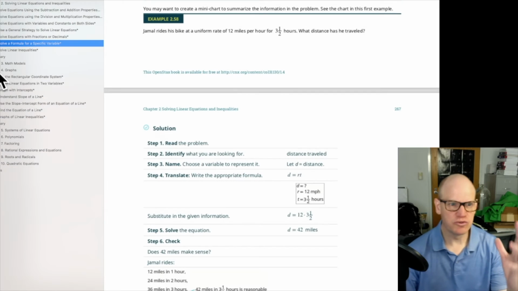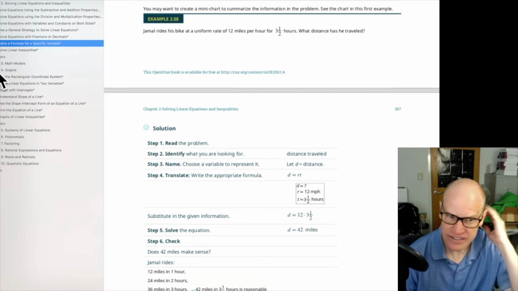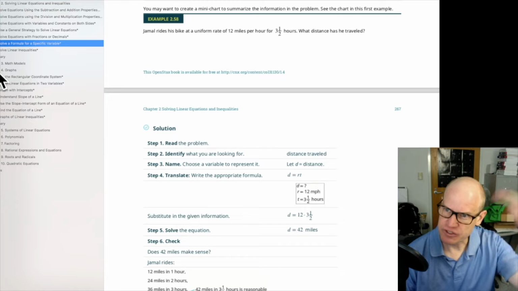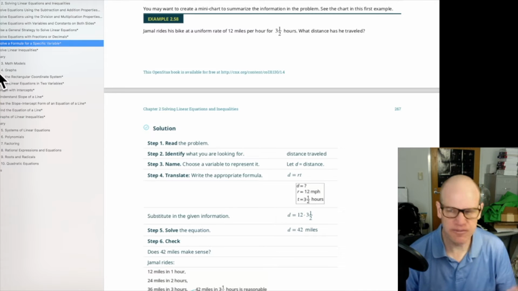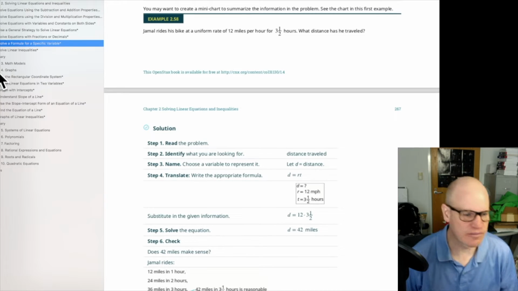So here's the plan. We will move on to chapter 4, which is graphing. We're going to skip the math models, and we're going to come back to the math models at the end. So the math models is basically story problems, stuff like that.